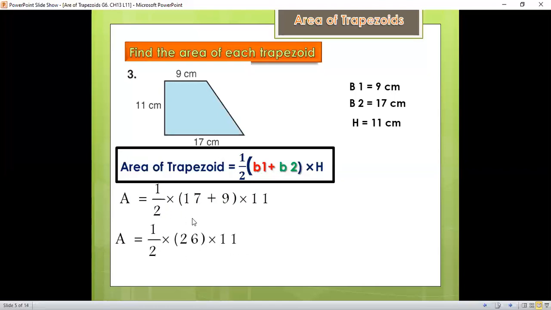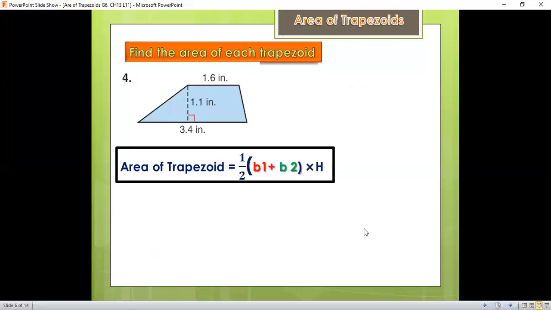Is it easier to halve 26 or 11? Half of 26 is 13. Then the answer is 13 multiplied by 11, which equals 143 square meters.